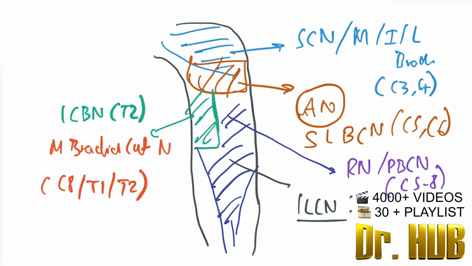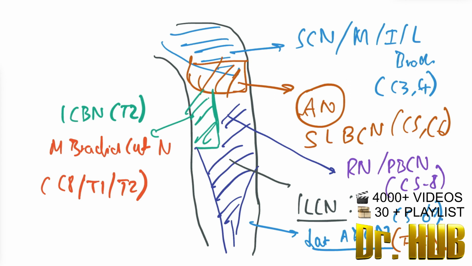And there is also the presence of the lateral antebrachial cutaneous nerve. The lateral antebrachial cutaneous nerve is C5, C6 as well as C7. So that includes the terminal branches of the musculocutaneous nerve.